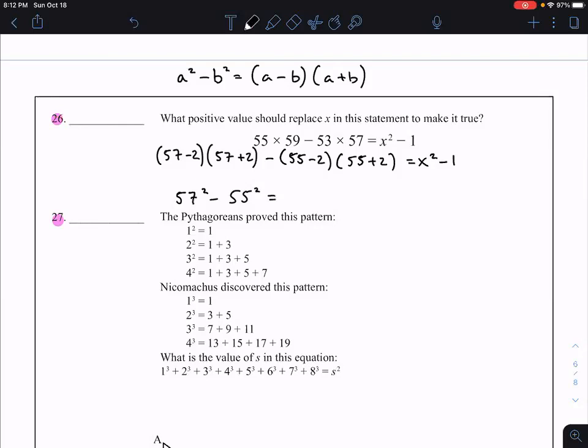And you don't have to calculate the squares. You can actually just expand this to 57 plus 55 times 57 minus 55. This is just easier to calculate since it's just 112 times 2, which is 224. And if you remember all of your squares, then you know that 15 squared is equal to 225. So 15 squared minus 1 will be equal to 224. So that means 15 is your x.